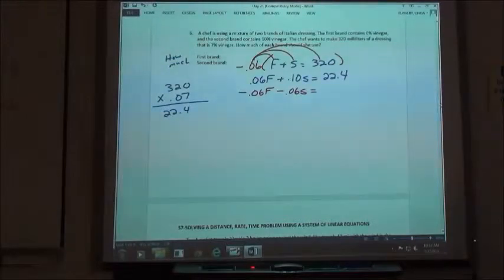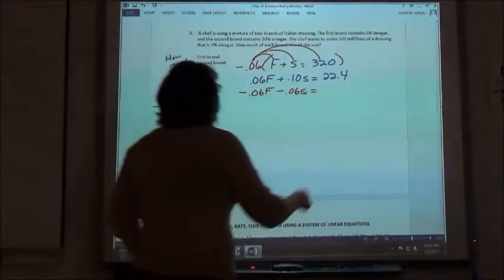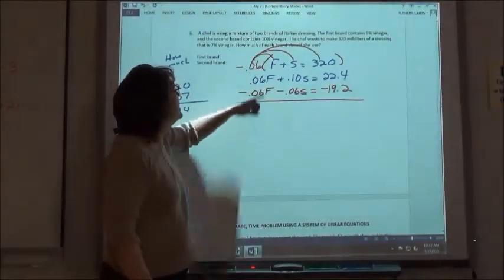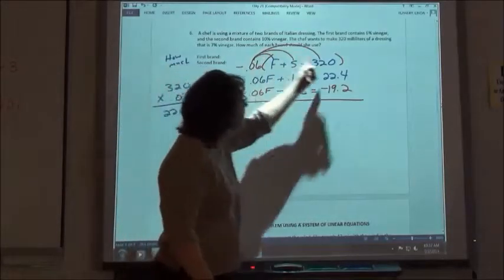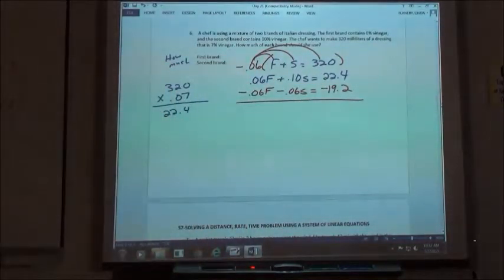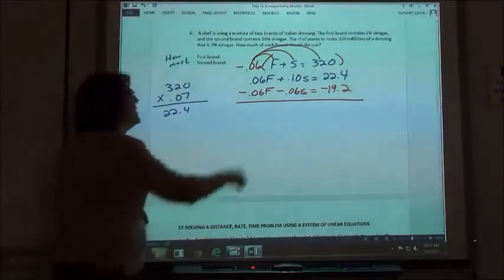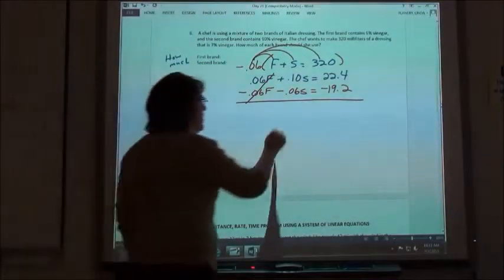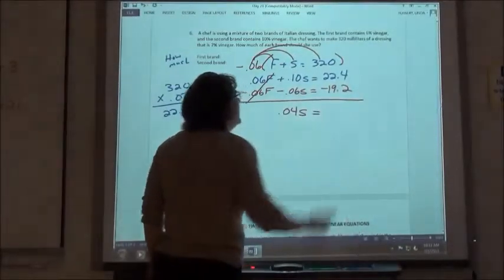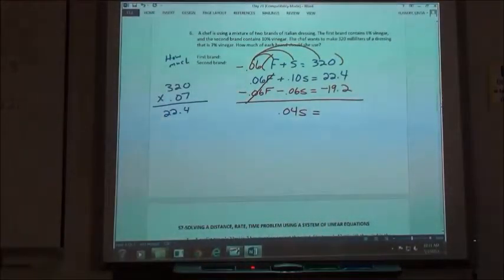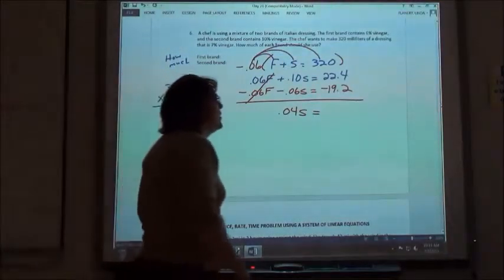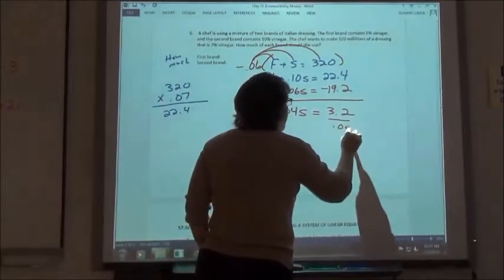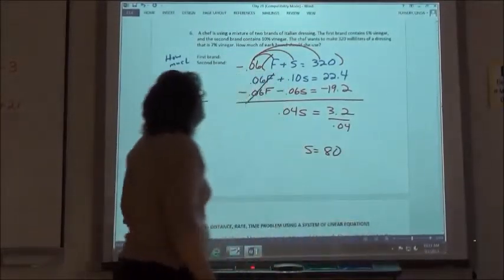negative 19.2. So negative 6% times F, negative 6% times S, negative 6% times my 320, which is negative 19.2. So when we add our equations together, the F's cancel out. 10% minus 6% is 4%, so 0.04 S equals 22.4 minus 19.2, which is 3.2. Then we divide, and S equals 80.